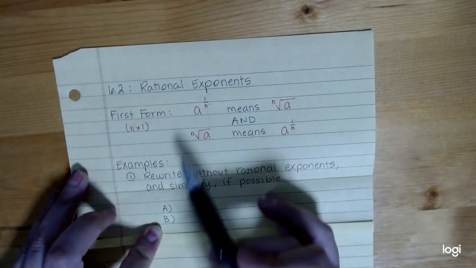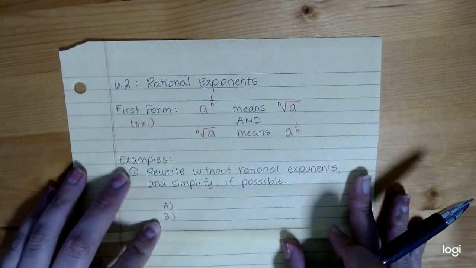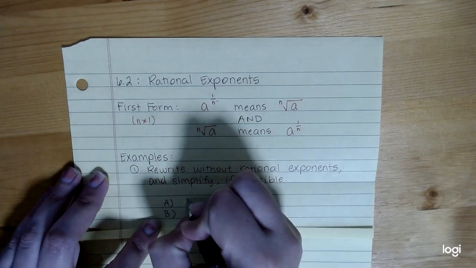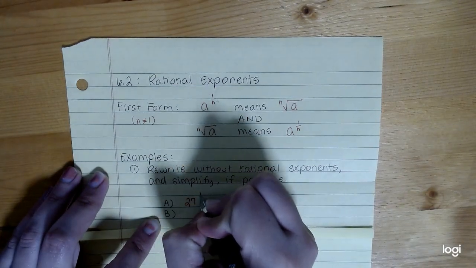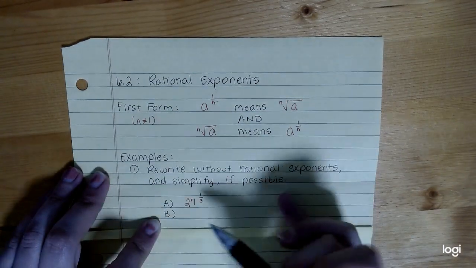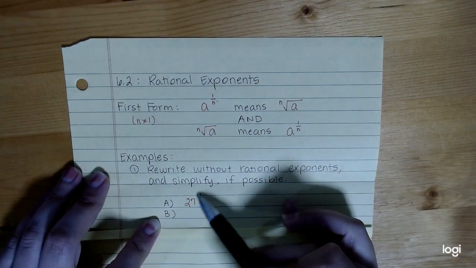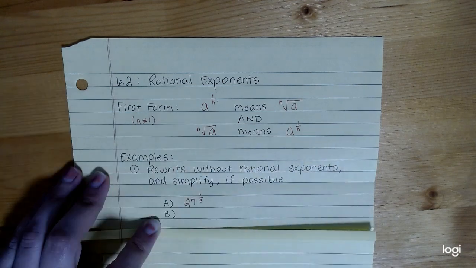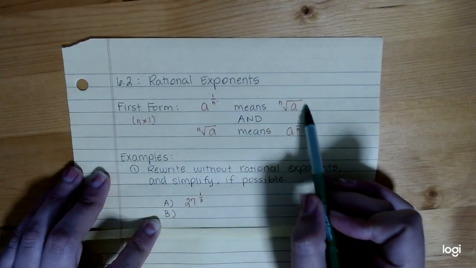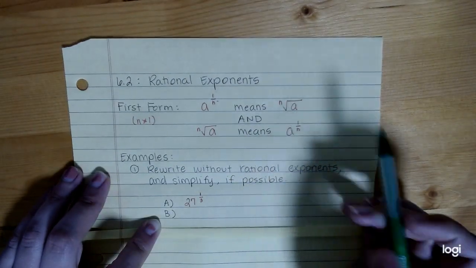So we're going to be rewriting without rational exponents, and we're going to simplify if possible. So here's our first example, 27 to the 1/3 power. Okay, so we definitely see a rational exponent. We have a fractional exponent. So the first thing that we're going to do is to rewrite that without the rational exponents, which means that we're going to need to use its radical notation form.